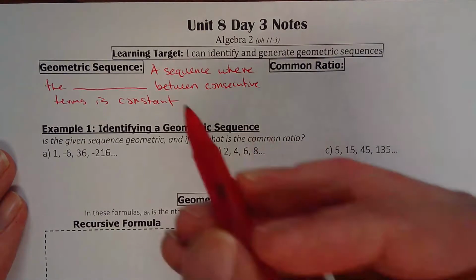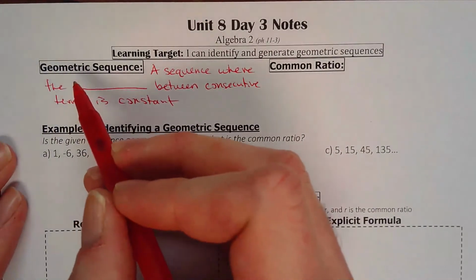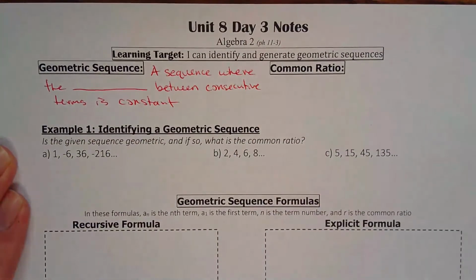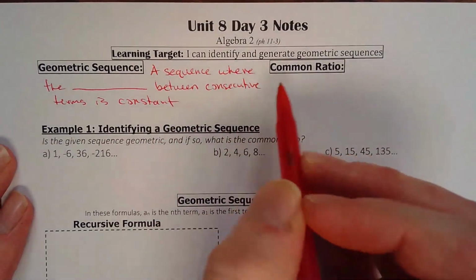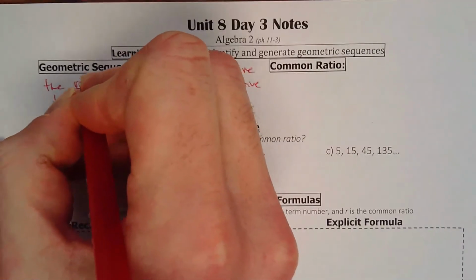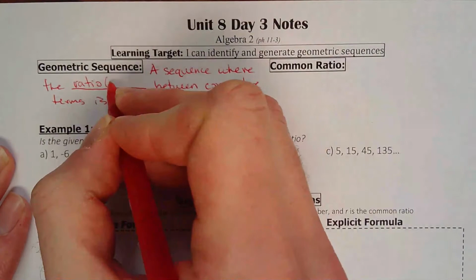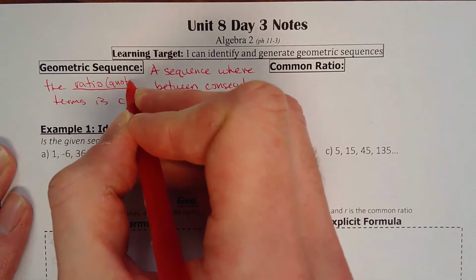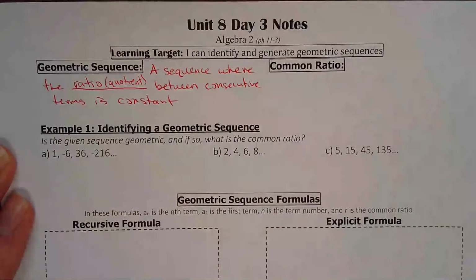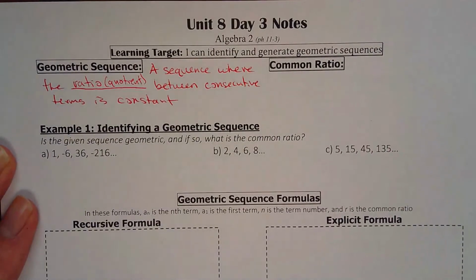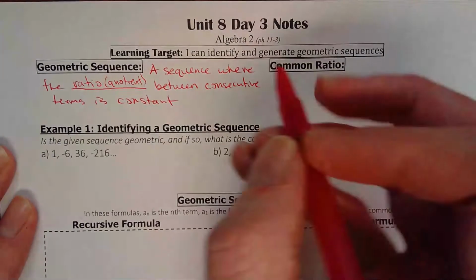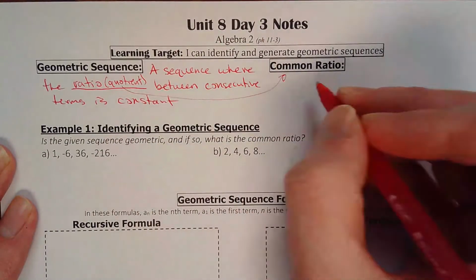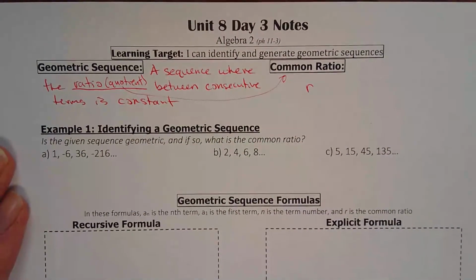So first off, geometric. We talked about geometric being when you're multiplying by the same number every time to get the next number. So the definition is a sequence where the ratio, which is also considered the quotient, between consecutive terms is constant. So if you took any term divided by its previous term, you get the exact same ratio every single time. So that's why they call this the common ratio, and we denote that with an r.